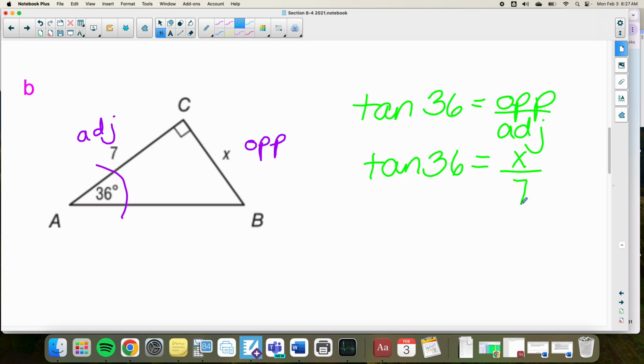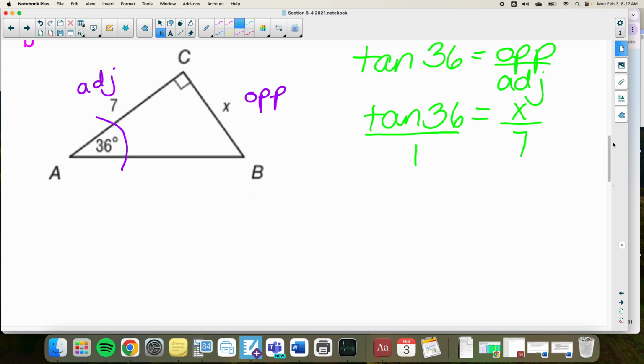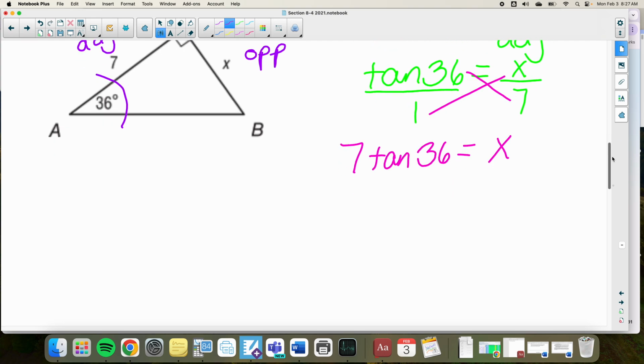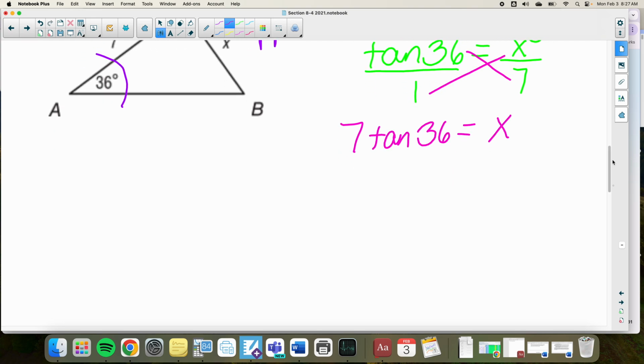So again, how I show these is I put it over 1 and I do cross products. Now this is really important. When I'm doing a problem like this, I try not to have to worry about parentheses. So what I do when I multiply a trig function times a whole number or any number, I put the number in front of the trig function. Then you don't have to worry about parentheses at all, okay? And then that is gonna equal X.